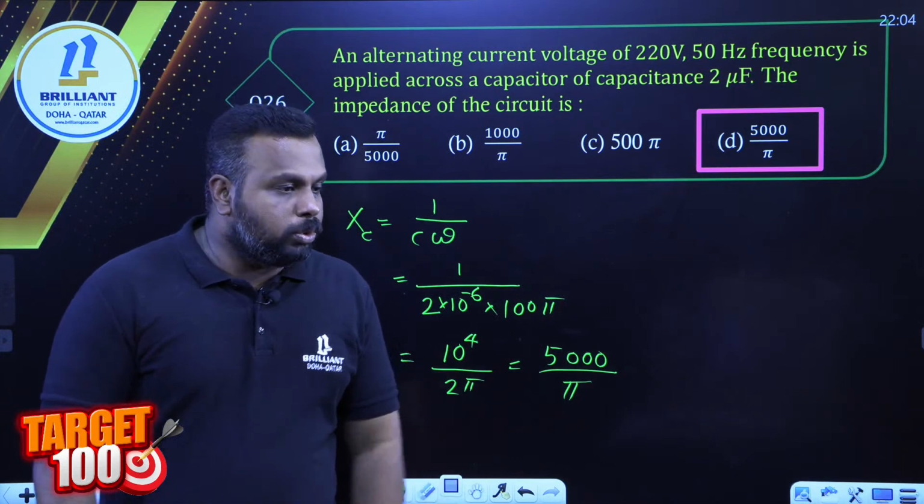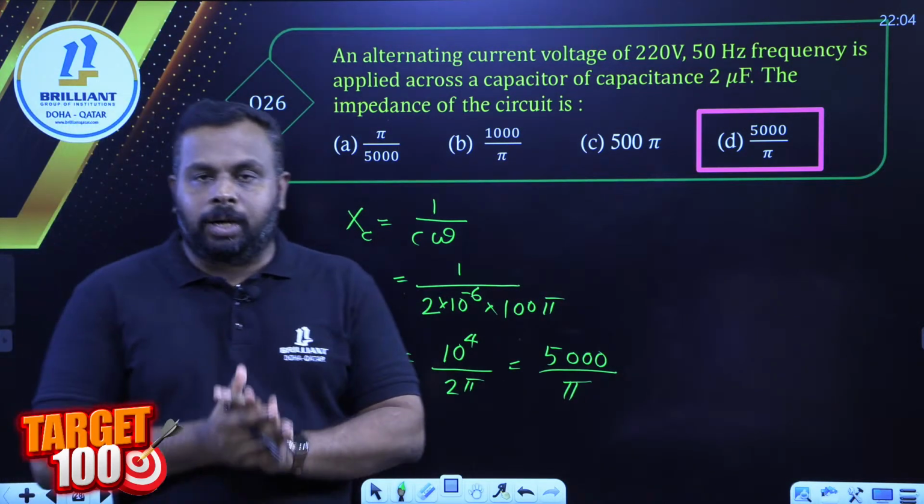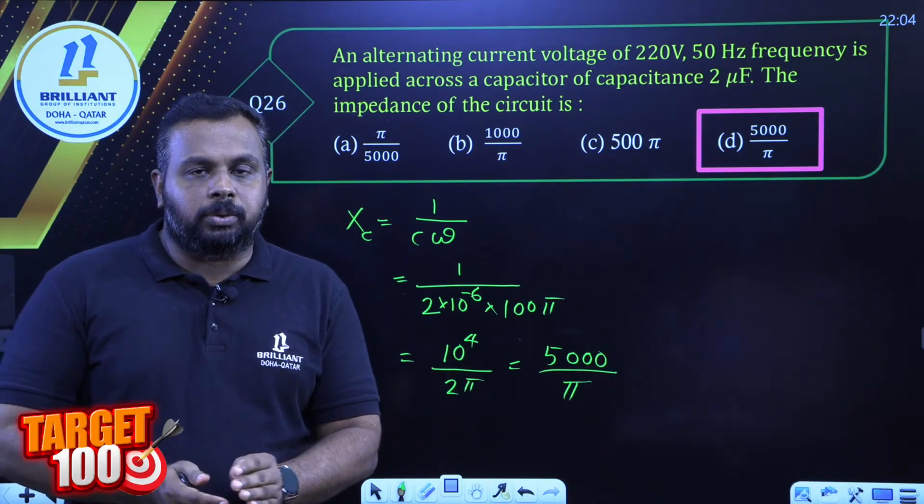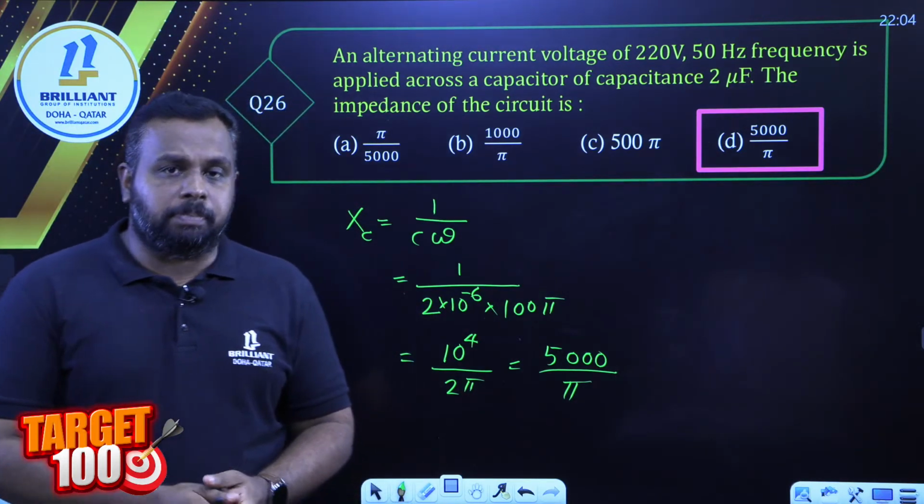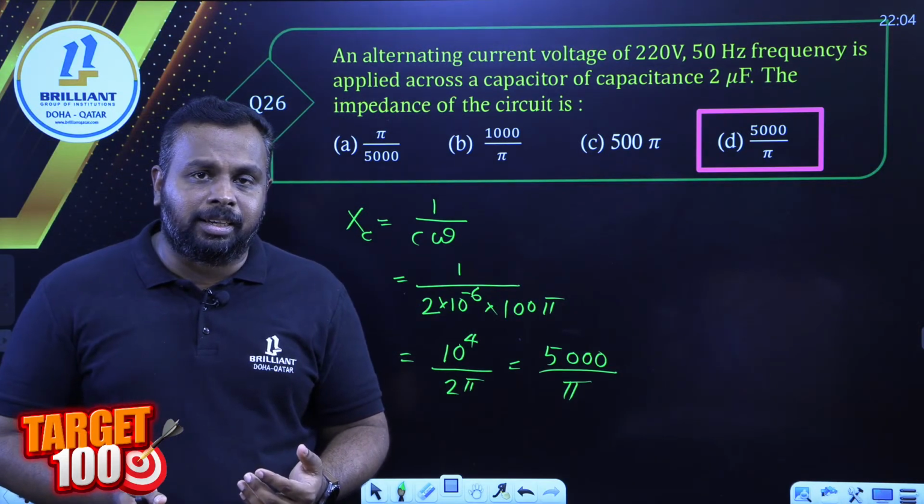So time is up. I think you got a clear idea about the type of MCQs, the most probable MCQs from the chapter AC. Please practice these type of questions again and again.